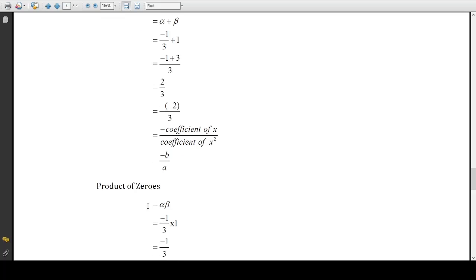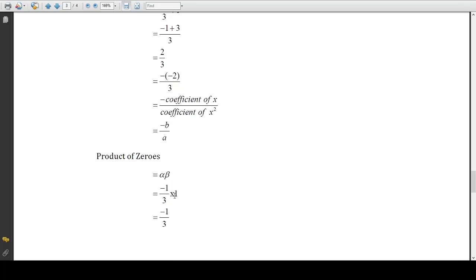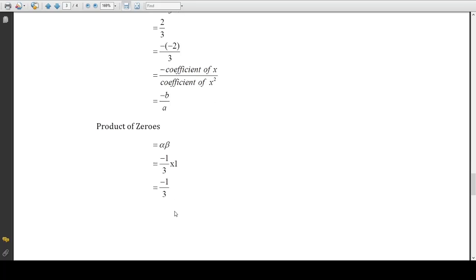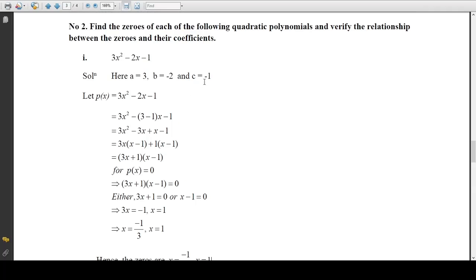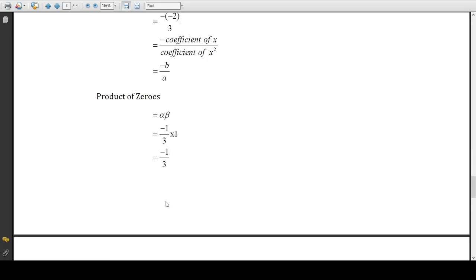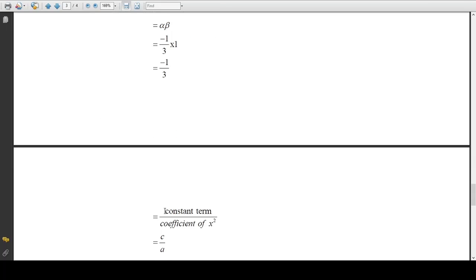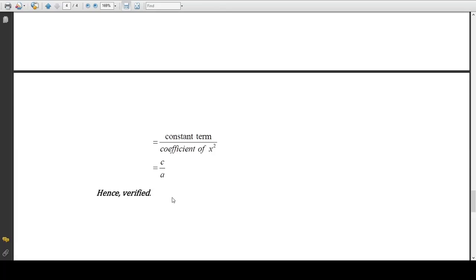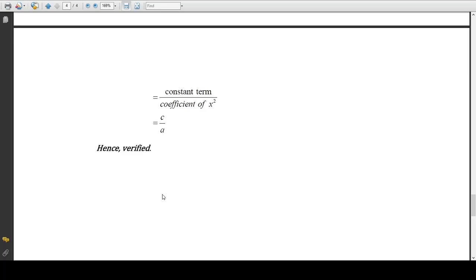And in the same way, the product of zeros is alpha multiply beta. What is alpha? Minus 1 by 3. Beta is 1. Minus 1 multiply 1 is minus 1, so minus 1 by 3. What is minus 1 by 3? c by a. Yes, c by a, minus 1 by 3. Yes, the product of zeros is the constant term by the coefficient of x squared, which is c by a. Hence verified. This means the relationship between the zeros and the coefficients has been verified.